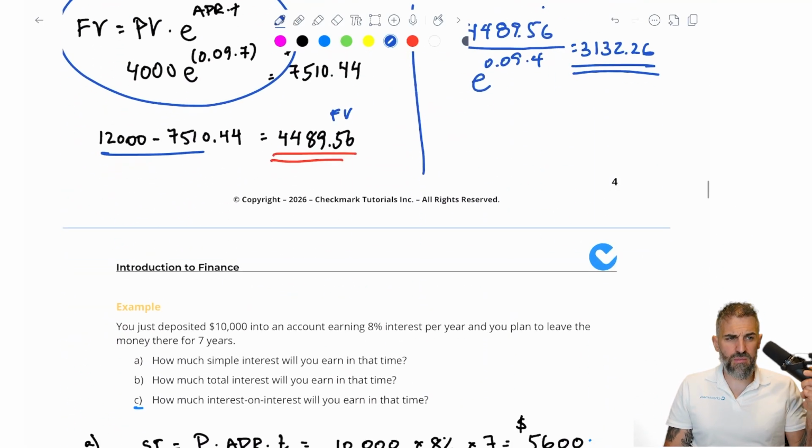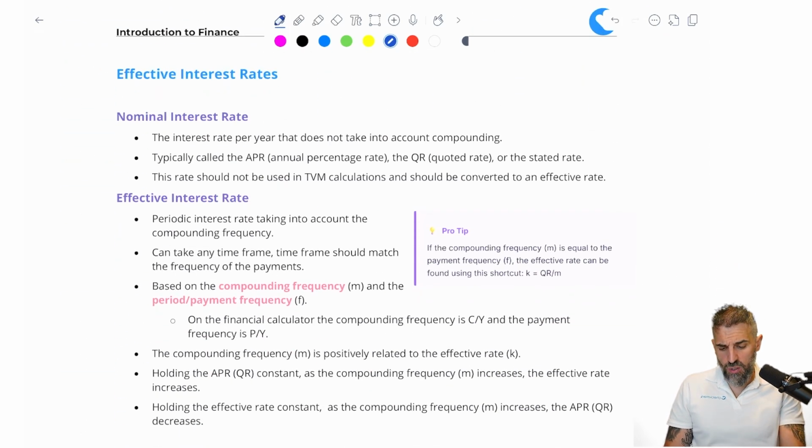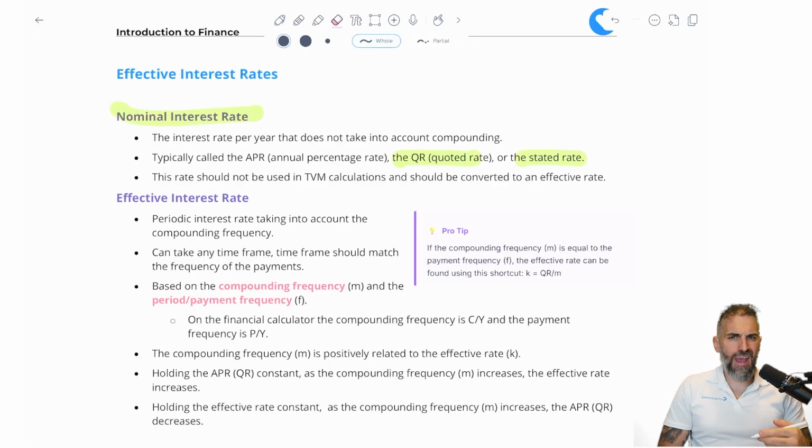Other names for it sometimes, we call it the quoted rate. We sometimes call it the stated rate. We sometimes call it the nominal rate. Basically, this is the rate, like I said, that does not consider compounding. It's just if you were to add up all the interest rates for the year, you would reach this number. But we've learned now that interest isn't added together. Interest is multiplied together. Interest is compounded. And so the effective rate is the true rate of interest once you take into consideration the compounding.